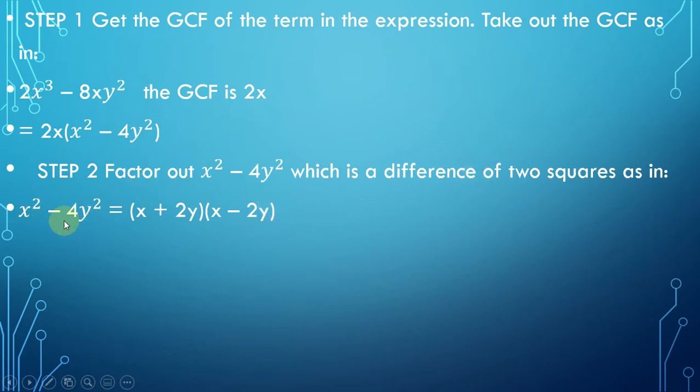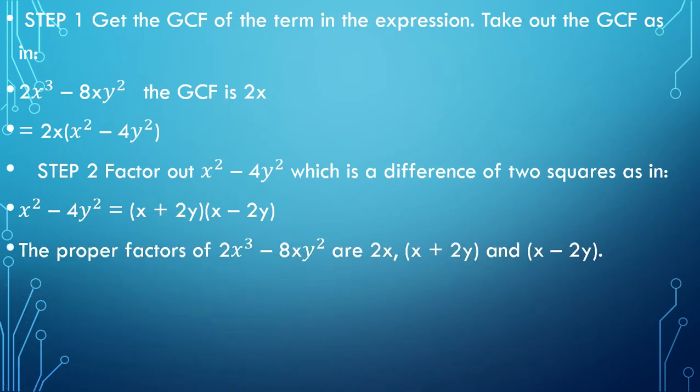So, x squared minus 4y squared is equal to the square root of the first term and the last term, and then apply the sum and the difference. The proper factors of 2x cubed minus 8xy squared are 2x, x plus 2y, and x minus 2y.